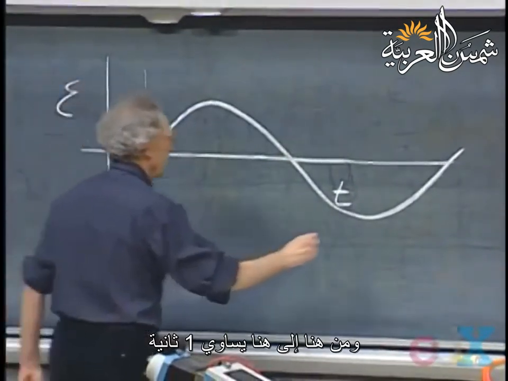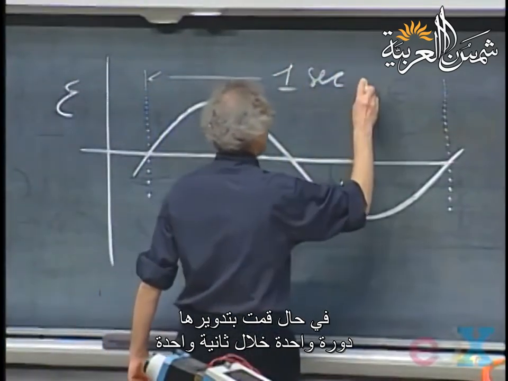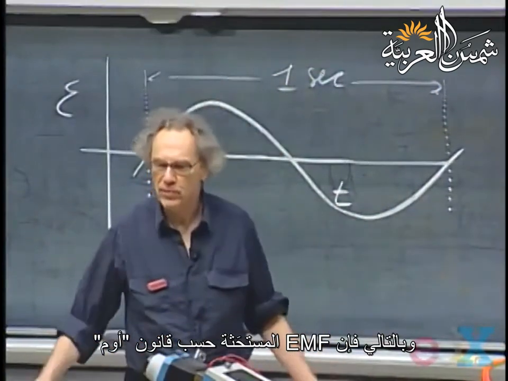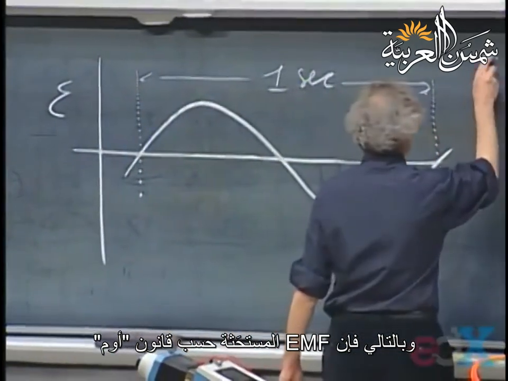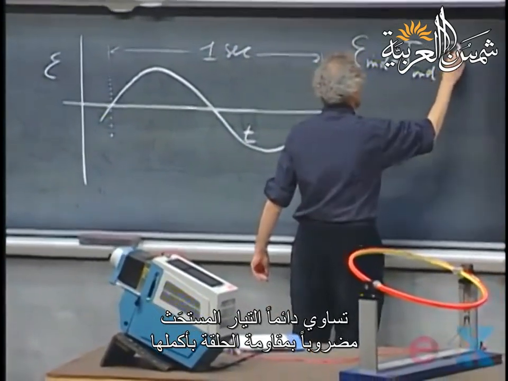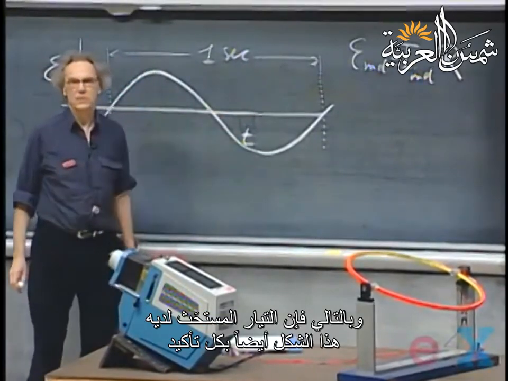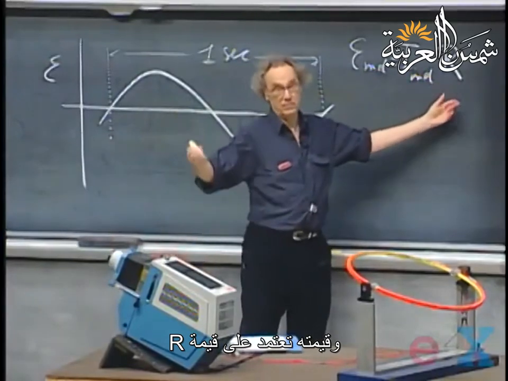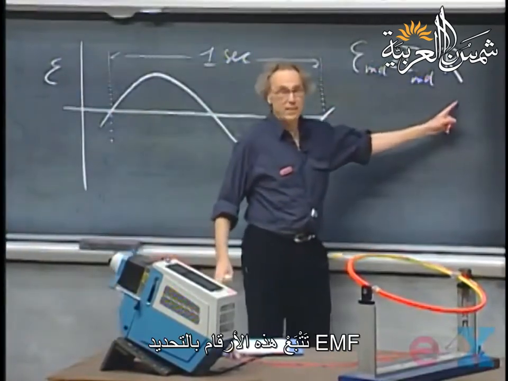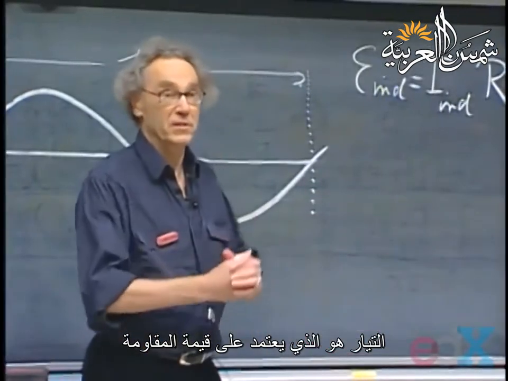And from here to here would then be 1 second, if I really rotate it around in 1 second. And so the induced EMF, according to Ohm's law, is always the induced current times the resistance of the whole loop. So the induced current will also have this shape, of course. And how high that is depends on how large R is. But the EMF is independent of capital R. The EMF follows exclusively from those numbers. It's the current that depends on what the resistance is.